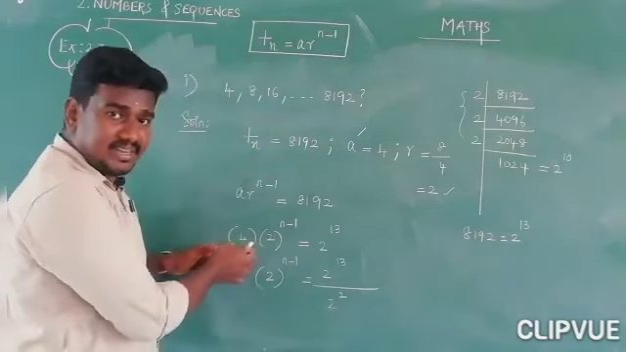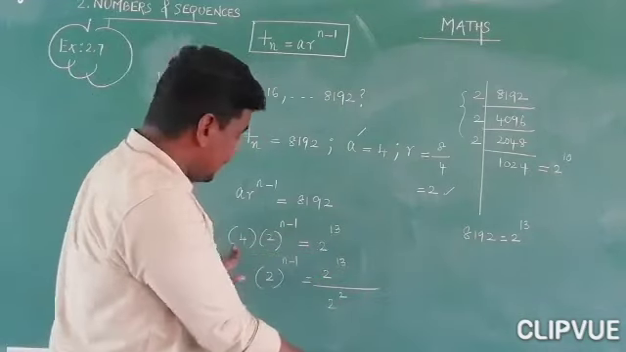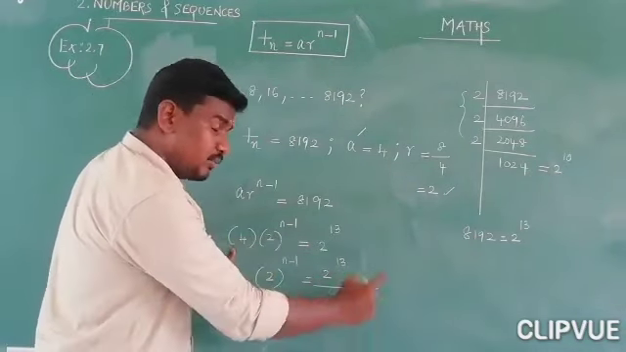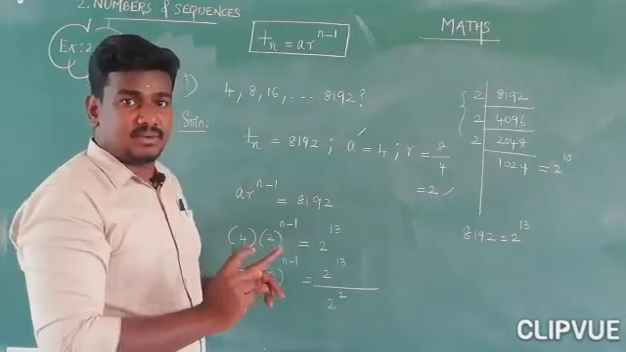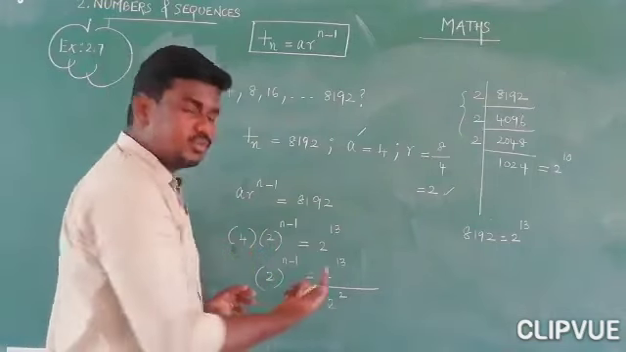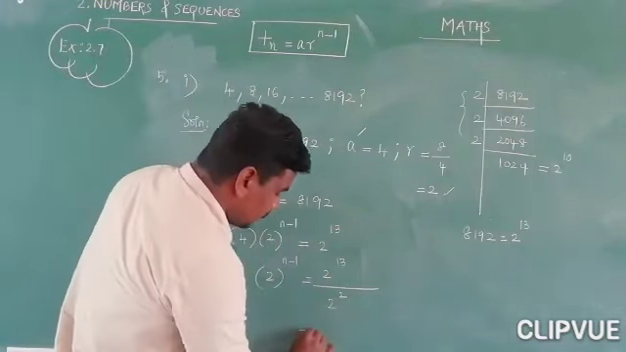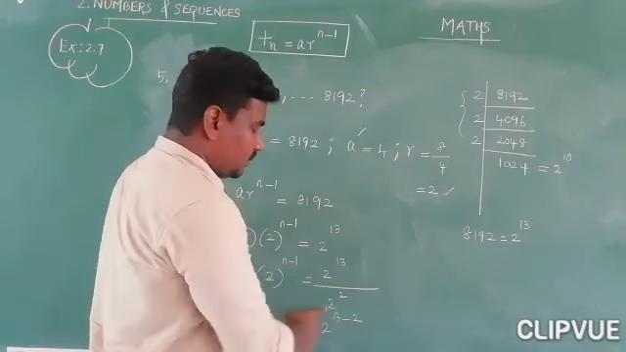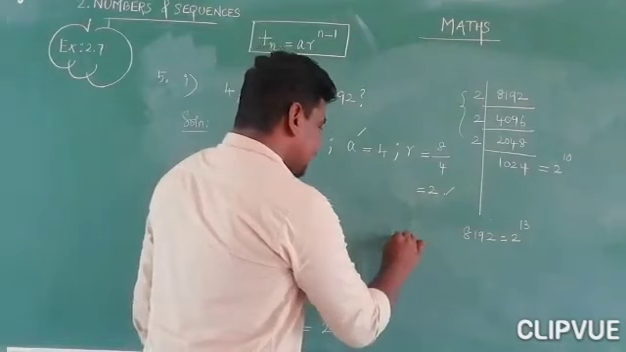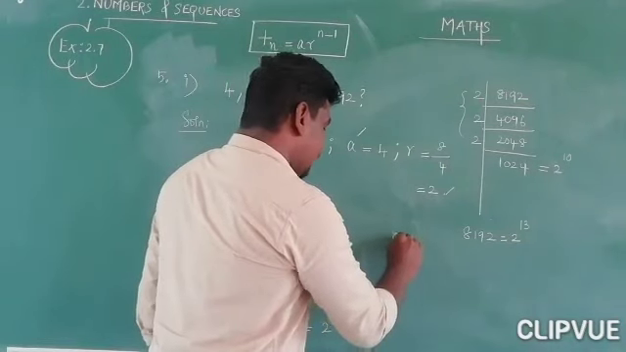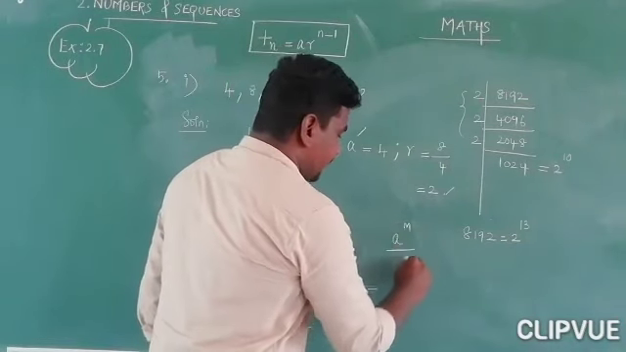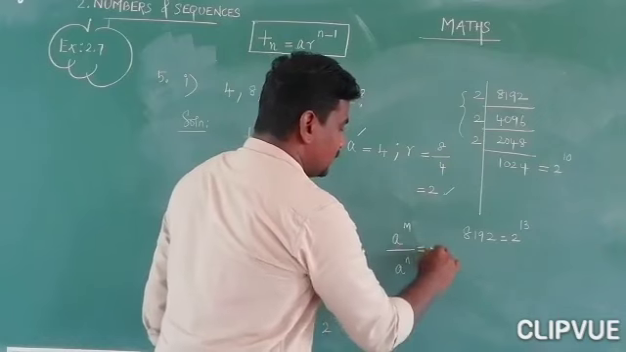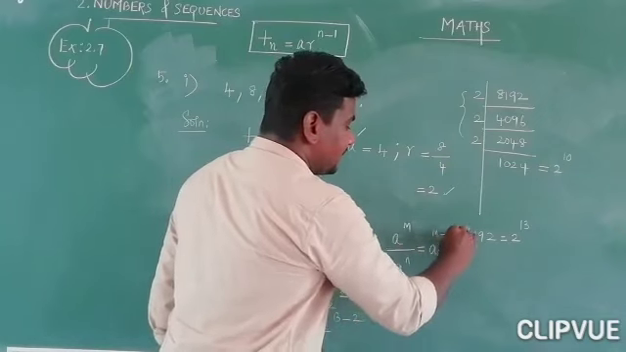This 4 is on the left hand side. If I take it to the right hand side, actually it is in multiplication. If you bring it to the right hand side, it becomes division. Okay, so 4 or 2 square. So now simplify them. 2 power 13 minus 2. What I did here, you know that a power m divided by a power n is equal to a power m minus n.